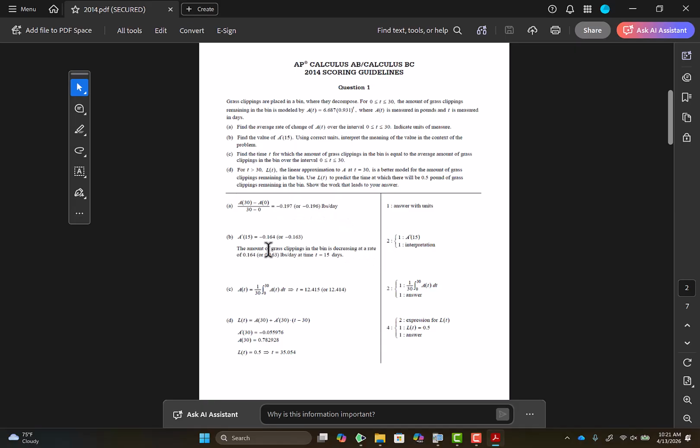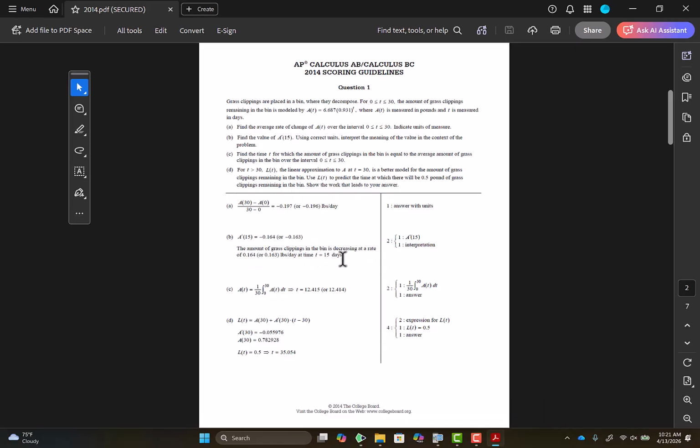All right. Did we get a point for letter B for the correct answer? Negative 0.164. The amount of grass clippings in the bin is decreasing at a rate of 0.164 pounds per day at time t equals 15 days. Looks almost exactly. Letter C, A of t, 1 over 30, integral 0 to 30 of A of t dt. 12.415. Did we get that? All right, there it is. It was worth 2 points. A of 30, I guess we kind of made it look like that on the calculator, but we didn't do that. Did we say A of 30 was 0.78 and A prime was 0.05? And did we get 35.054? There we go. We got them all, guys.